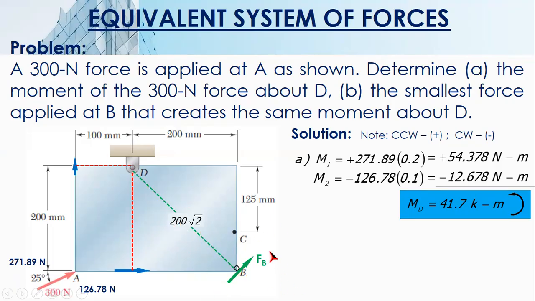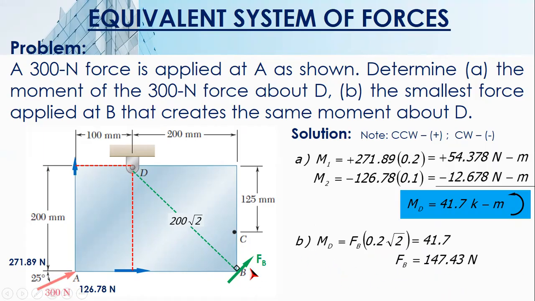So ang moment niya is force times distance. FB times kini. 200 millimeters man, convert na to meters, 0.2 na. 0.2 square root of 2. Tapos, equate din nato siya sa 41.7. And we can solve for FB. Mao na siya. Okay? Mao ni magnitude.